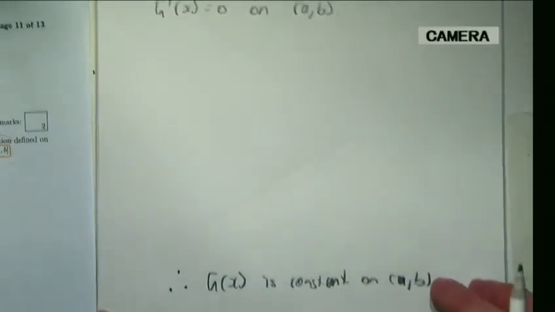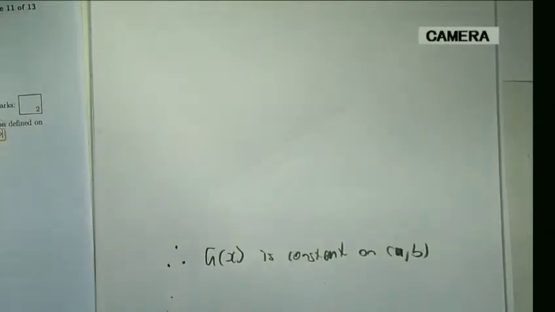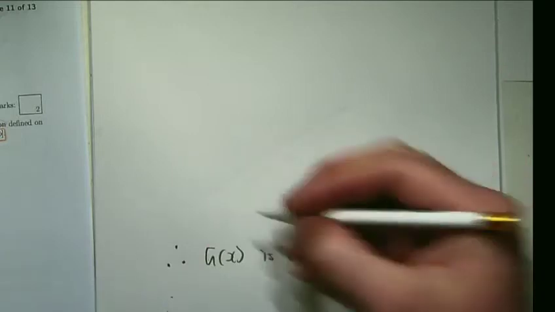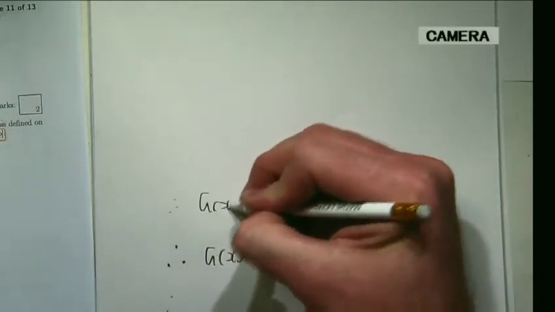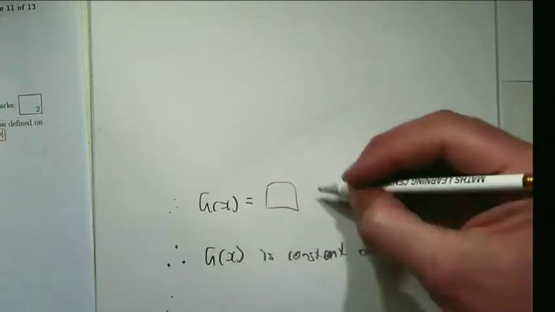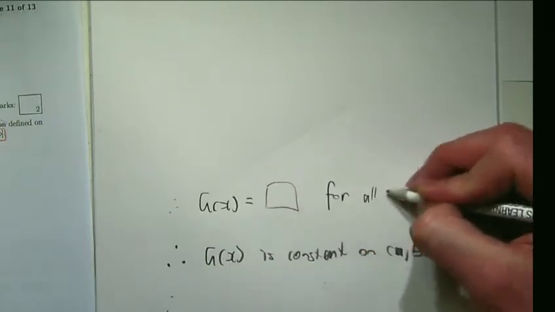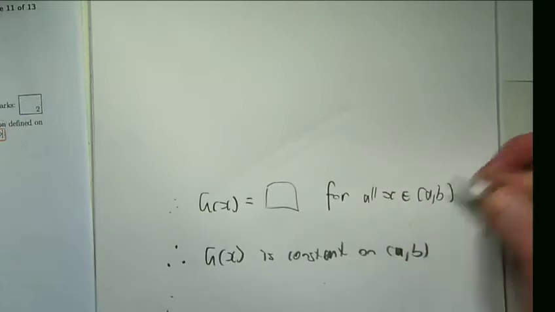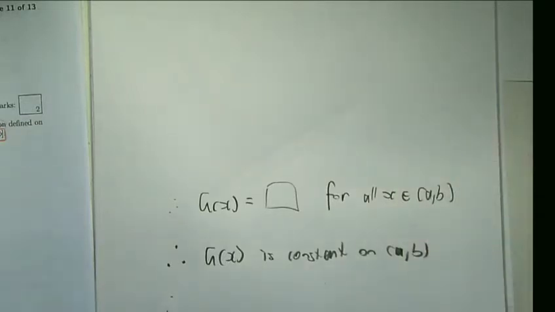Okay, so g(x) is constant on [a, b]. Well, let's think about what that means. What does it mean for a function to be constant? That means you'd have to say that g(x) equals k for some k. I don't know what the k is yet, but that would be right. That's what I'm aiming for. So I might have to just leave a gap. So therefore g(x) equals, and I need to put something in that spot. I'm not sure what it is yet. For all x in [a, b]. If I could show that no matter which x I picked, it always came out to the same answer, that's what it means to be constant.